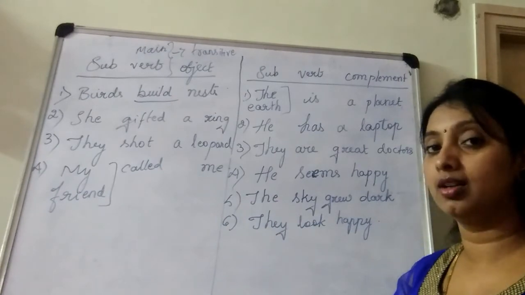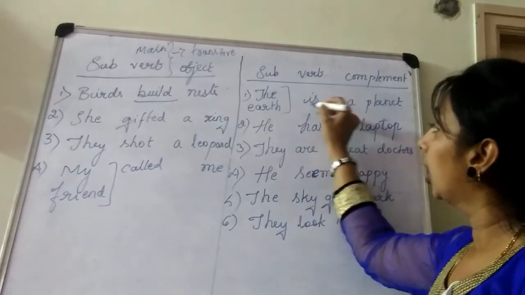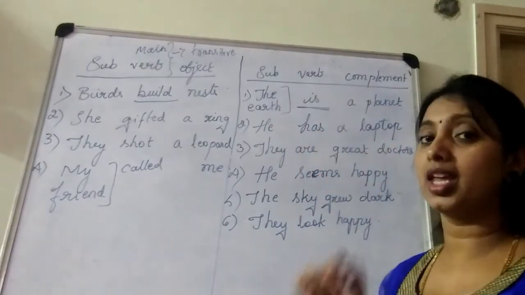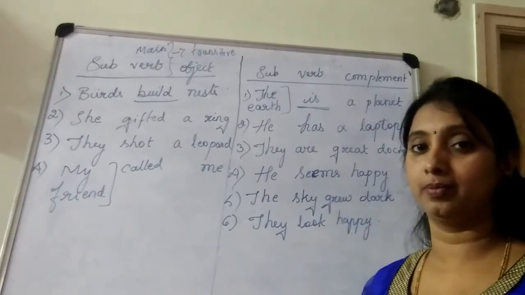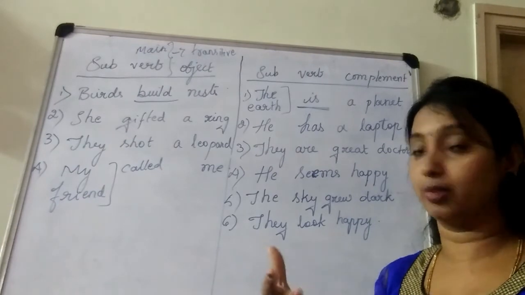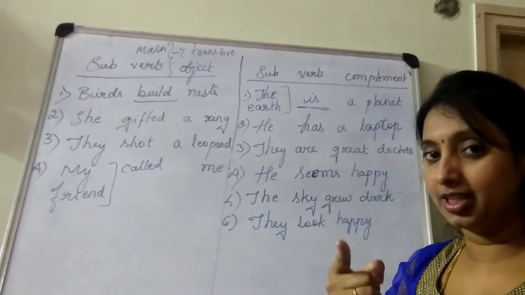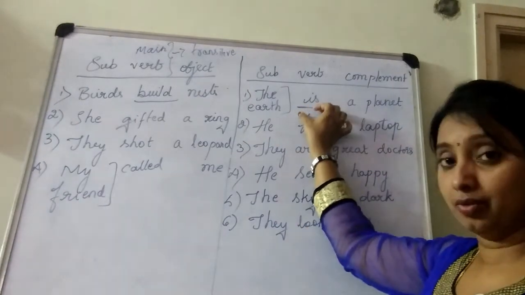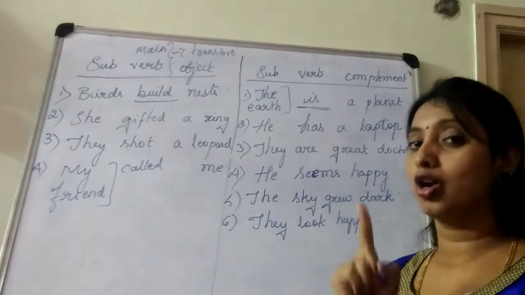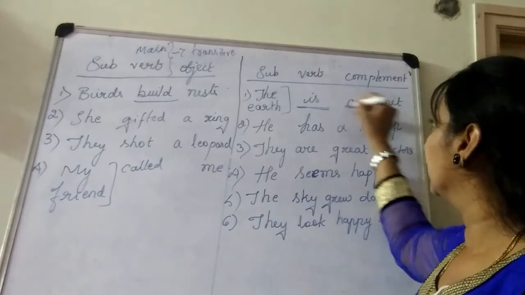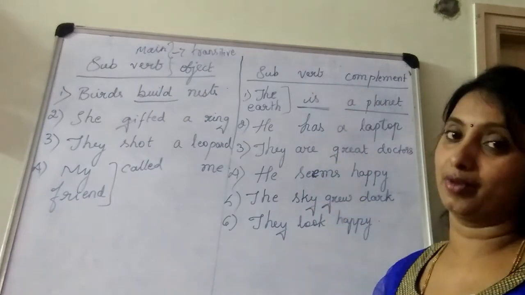What is the subject here? Subject is the earth, correct? Now, next word. Next word is. Is it a main verb or is it a helping verb? Helping verb is also called a linking verb. So, what type of verb is it? It is a linking verb, correct? So, whenever we have a linking verb, that linking verb doesn't take an object, but it takes a complement. A planet is a complement because it is following a linking verb.